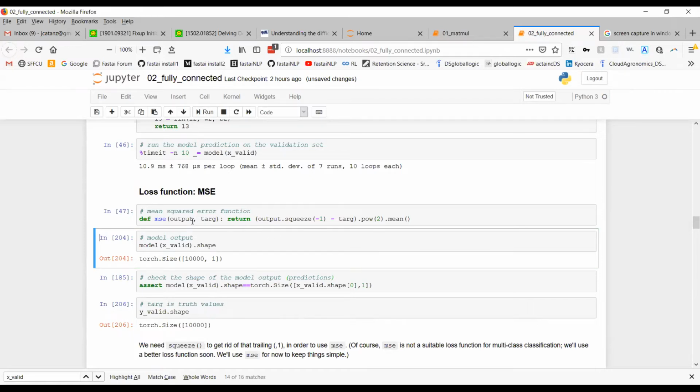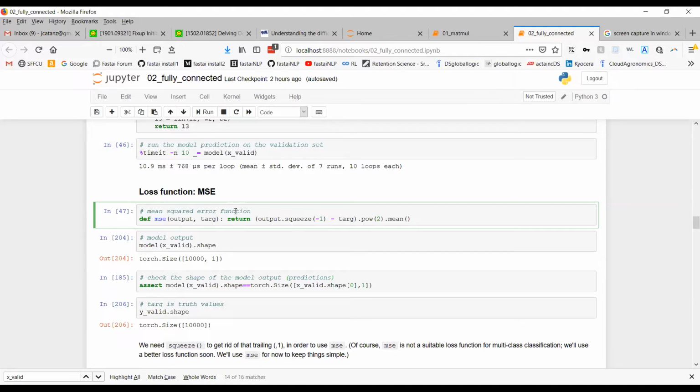In this case, the output is the prediction of the model. It's the model prediction for the digit, right? And the target, targ, that's the true value of the digit. And so he constructed this function that simply takes the prediction minus the target, squares it, and takes the mean over all of the examples. And that will be our mean squared error. And of course, we want to minimize that. So that's our loss function.